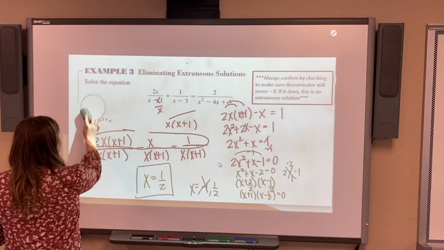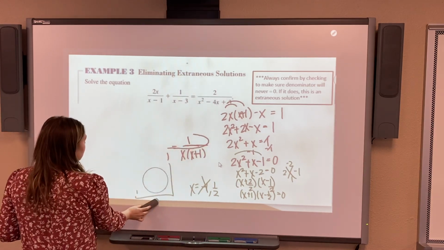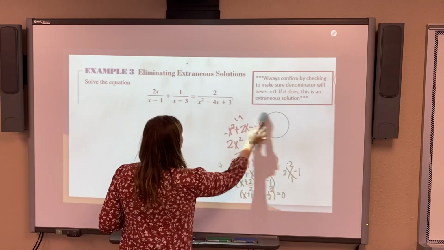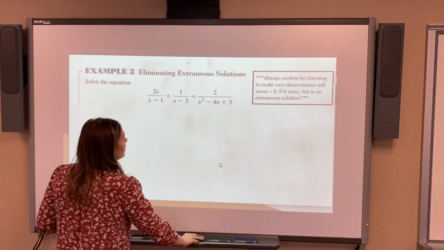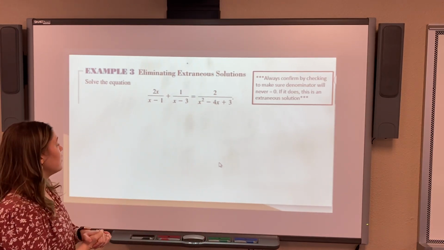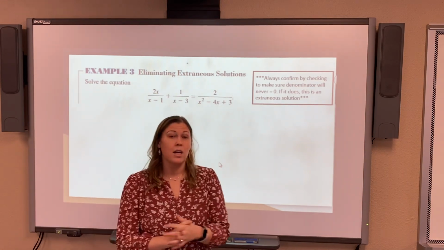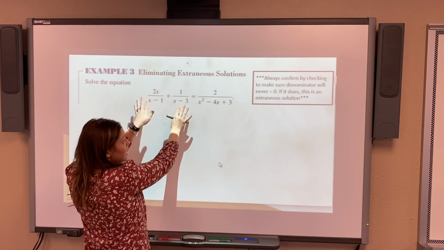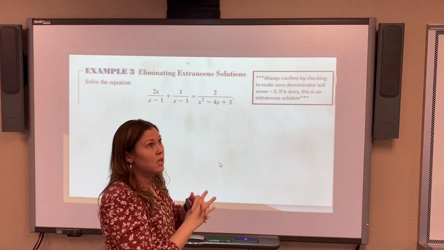So let's do another one. We have 2x over x minus 1 plus 1 over x minus 3 equal to x squared minus 4x plus 3. Again, the first thing we need to do is factor. A little hint, you have these two right here, and these probably may end up being that way. Don't always think that, but double check.